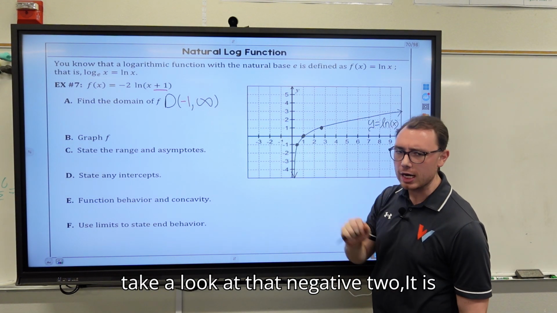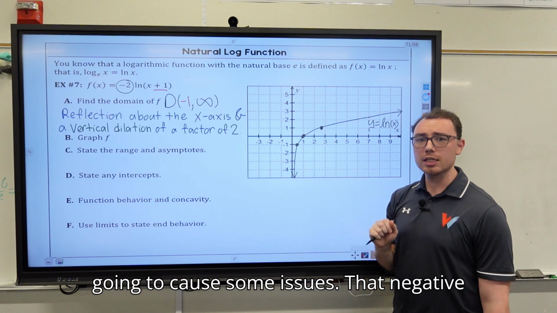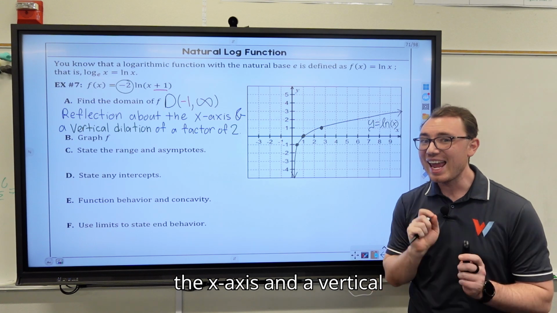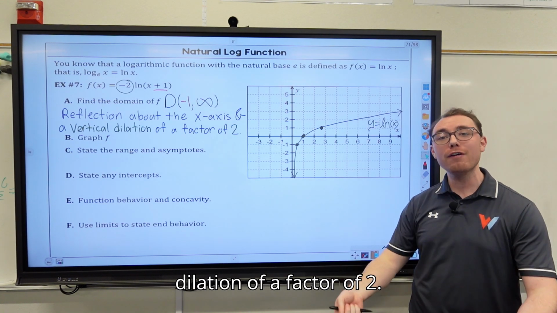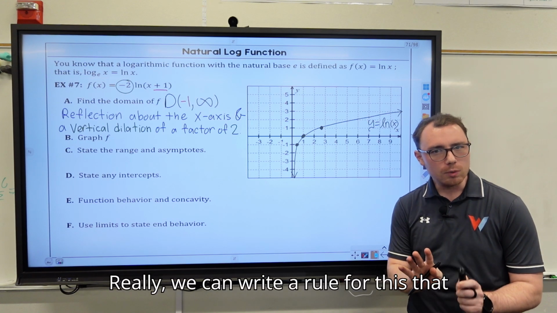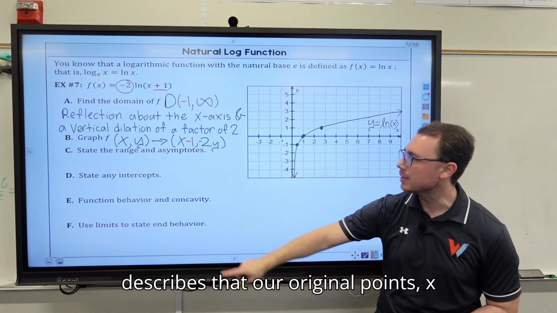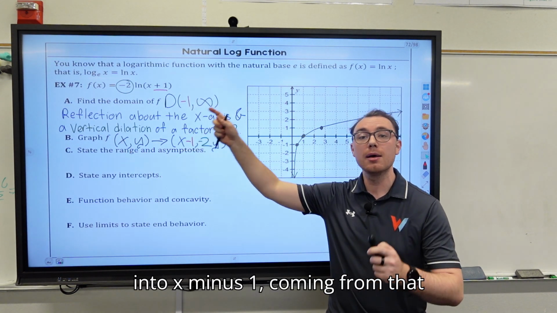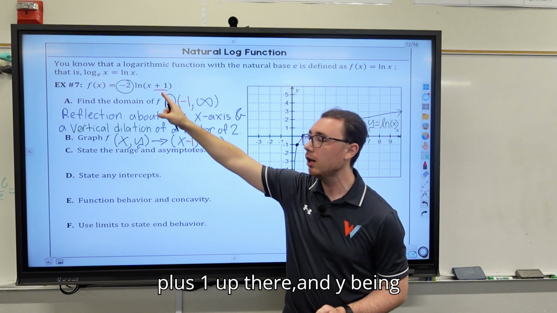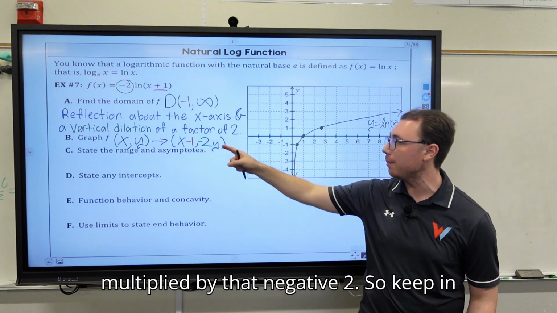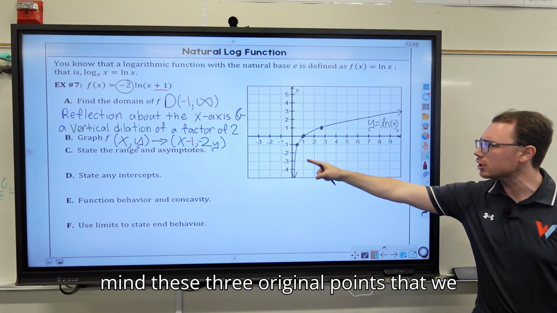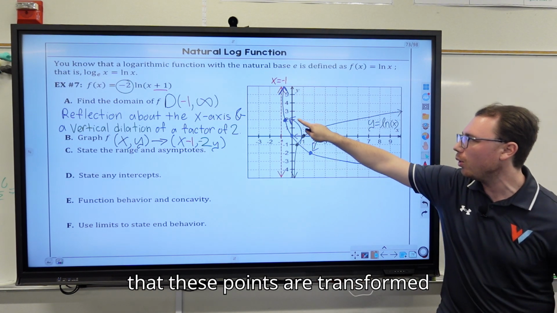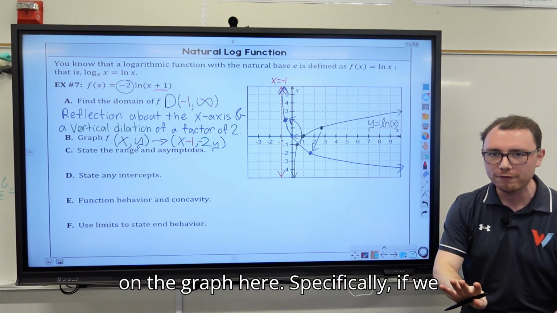But if we do take a look at that negative 2, it is going to cause some issues. That negative 2 there is going to be a reflection about the x-axis and a vertical dilation of a factor of 2. Really, we can write a rule for this that describes that our original points, x comma y, are being transformed into x minus 1, coming from that plus 1 up there, and y being multiplied by that negative 2. So keep in mind these three original points that we once had. All we're trying to describe is that these points are transformed on the graph here.